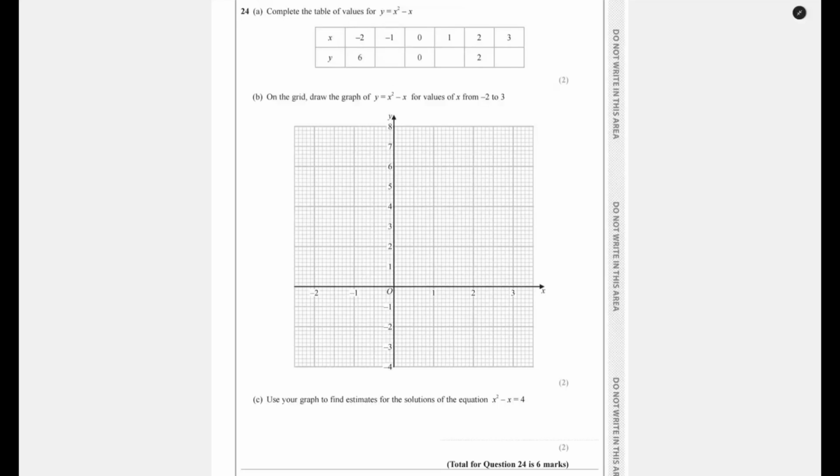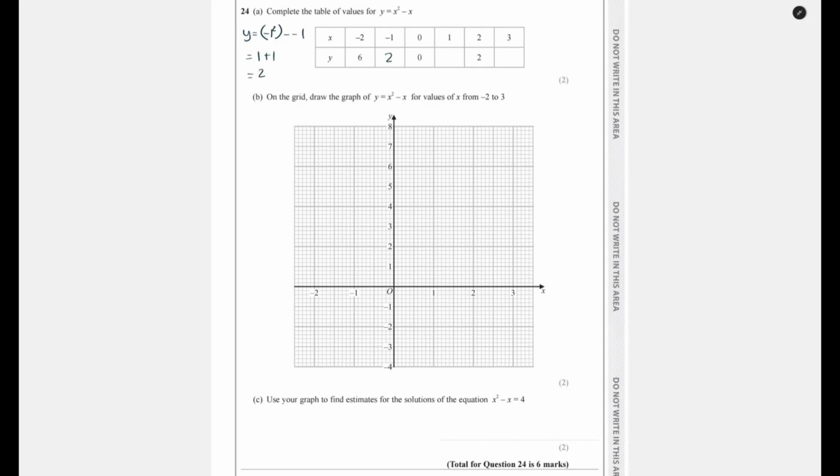Question 24a says complete the table of values for y is equal to x squared minus x. So all we need to do is plug in our x values to find out what the value of y is. So that's y is equal to, our first x value is -1. So that's -1 squared minus -1, which is 1 minus -1, which is +1, which is equal to 2.